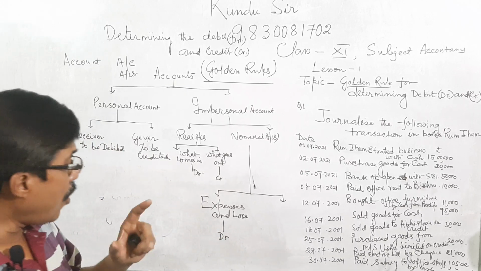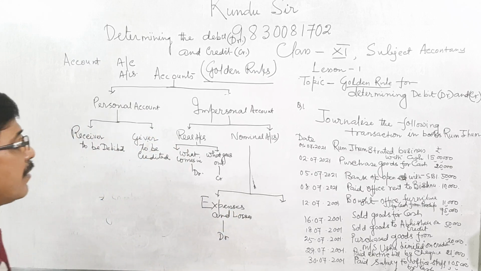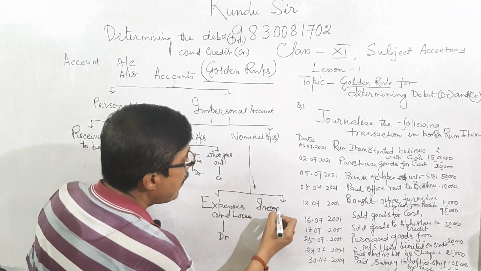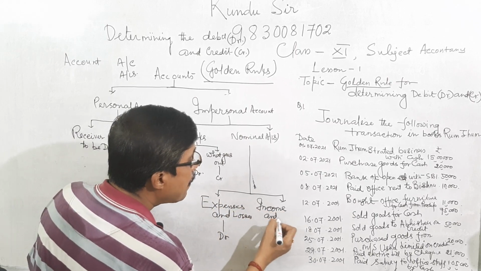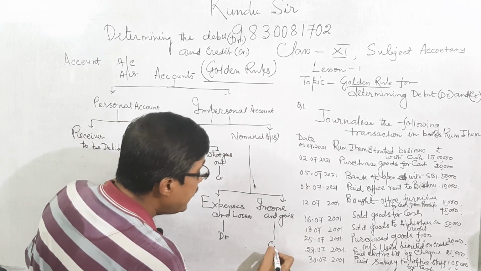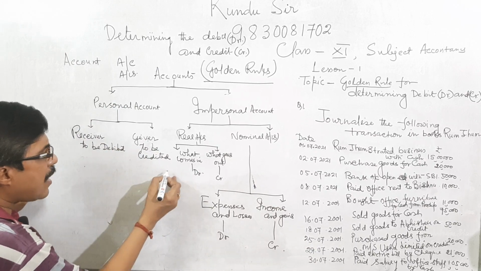Expenses or losses are to be debited. Income and gains are to be credited. So for real accounts, I am giving more examples.